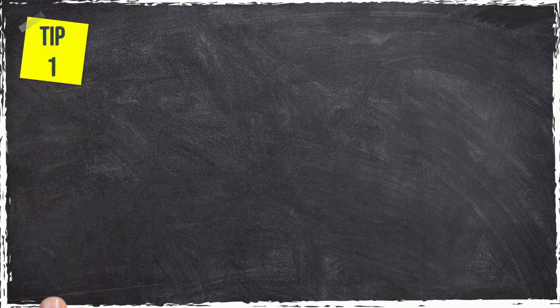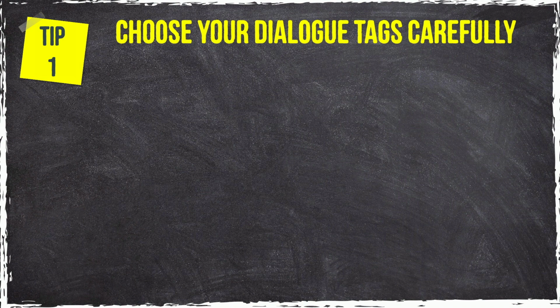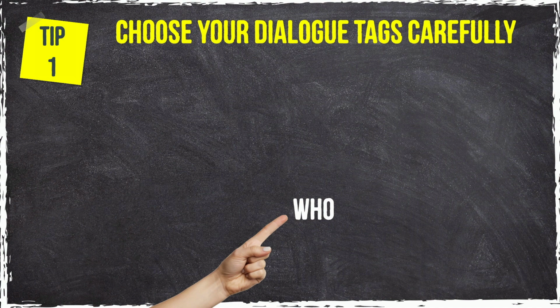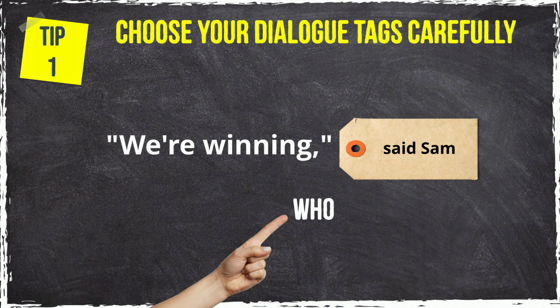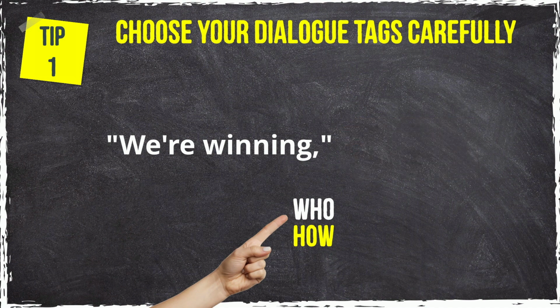Tip 1. Choose your dialogue tags carefully. Dialogue tags make it clear to the reader who is doing the speaking. "We're winning," said Sam. But using a more precise reporting verb also helps express how that character is speaking.